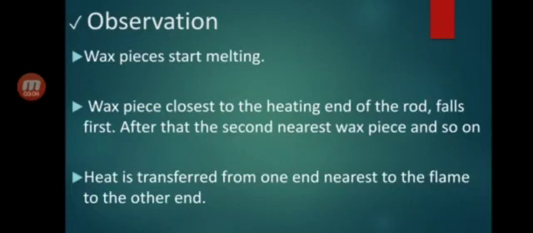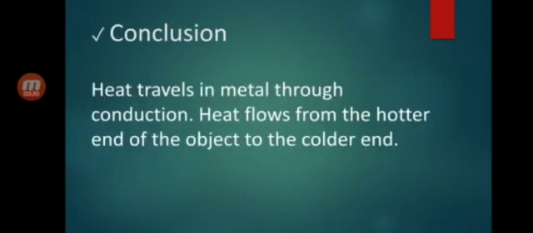Observation: wax pieces start melting. Wax piece closest to the heating end of the rod falls first. After that, the second nearest wax piece, and so on. Heat is transferred from one end nearest to the flame to the other end. Conclusion: heat travels in metal through conduction. Heat flows from the hotter end of the object to the colder end.